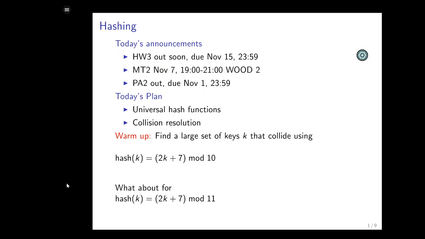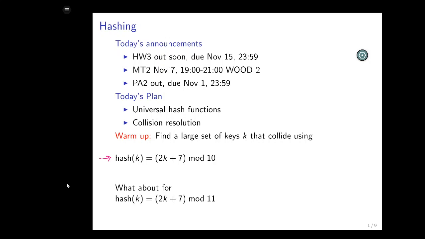Everybody good? Looks like a lot of people are just looking at me. All right. What kind of keys hash to the same location using this mod 10 version? This one right here. Yeah. I beg your pardon? You want to choose k to be a multiple of 10. Okay. That'll work.